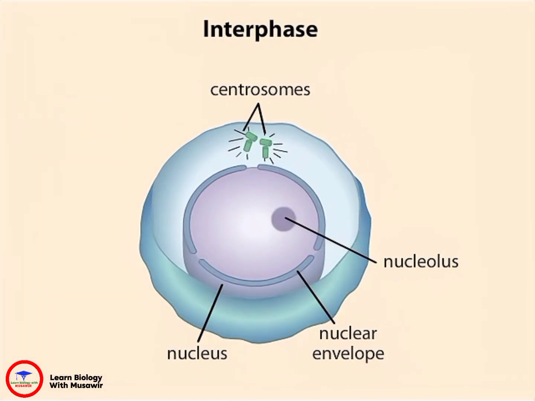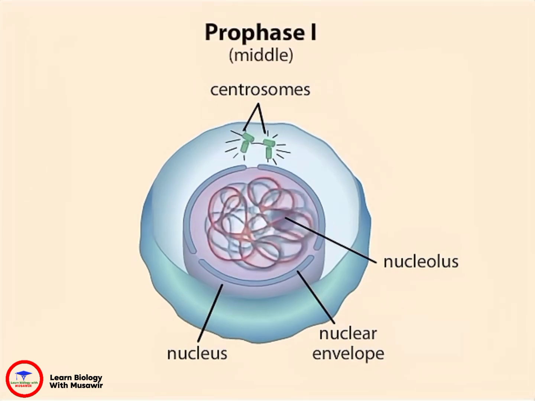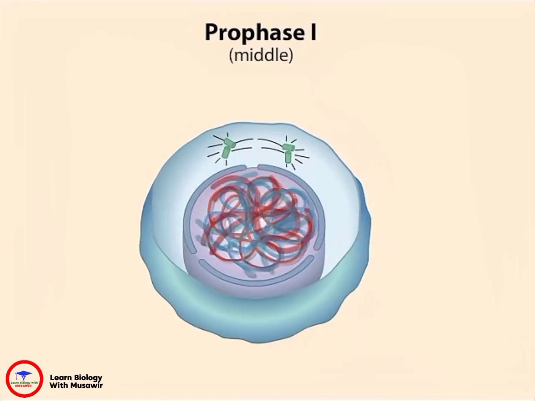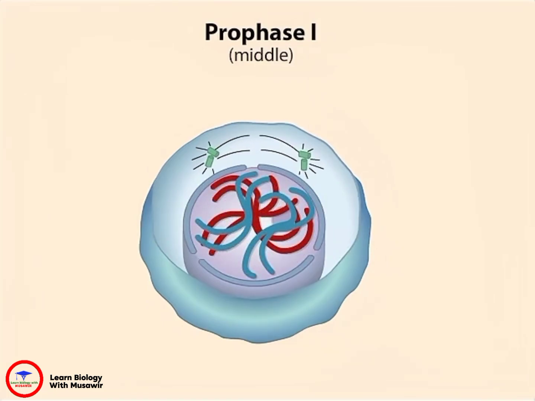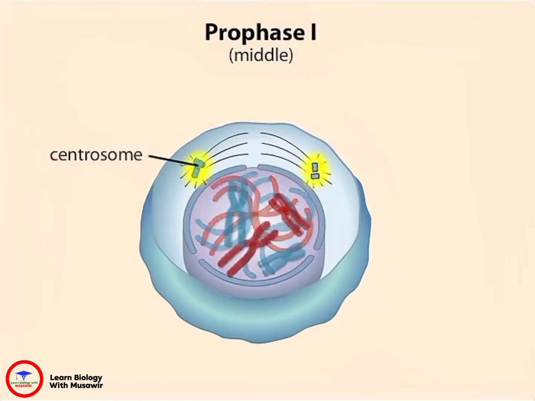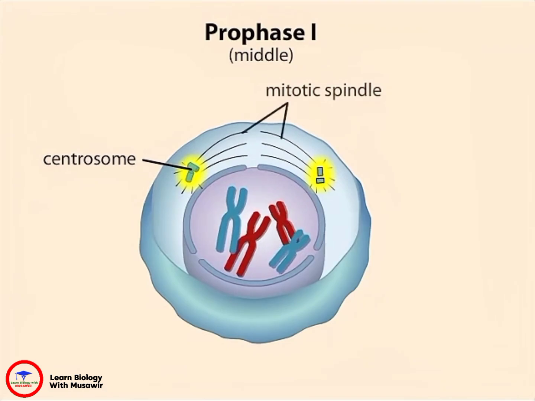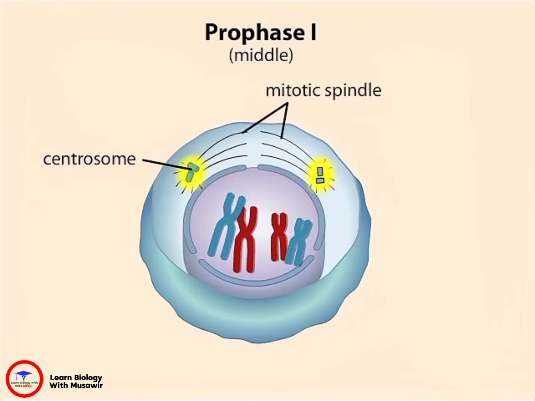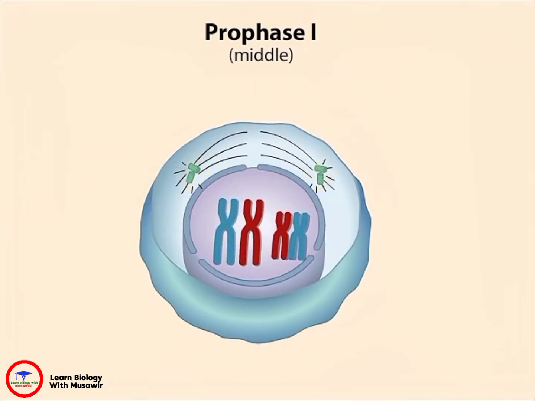Meiosis consists of two cell divisions, meiosis I and II. As the diploid cell enters the first phase of meiosis I, called Prophase I, its chromatin condenses into discrete chromosomes. The cell has two centrosomes, which form the mitotic spindle as the centrosomes migrate to opposite poles of the cell. This diploid cell contains homologous chromosomes, which pair up later in Prophase I.